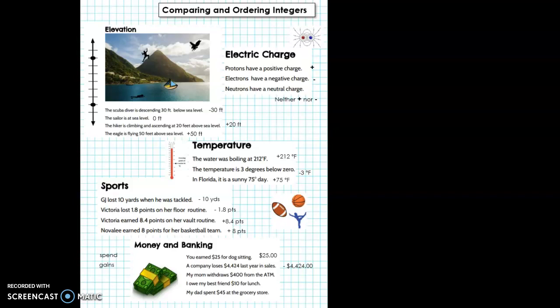My mom withdraws $400 from the ATM. A withdrawal is a negative dollar amount, where a deposit is a positive dollar amount. And I owe my best friend $10 for lunch. When you owe somebody money, it's a negative towards you, but it is a positive towards them because they are the ones receiving the money from you. And when your dad spends $45 at the grocery store, that is a negative dollar amount.